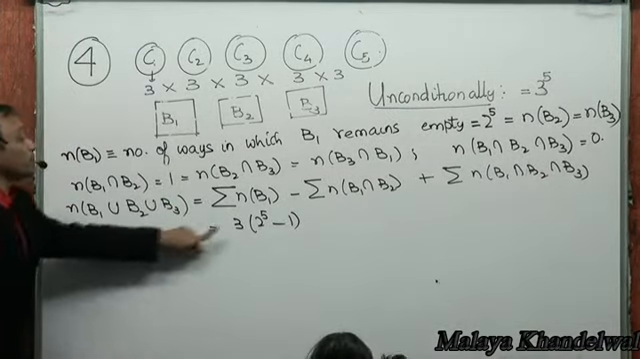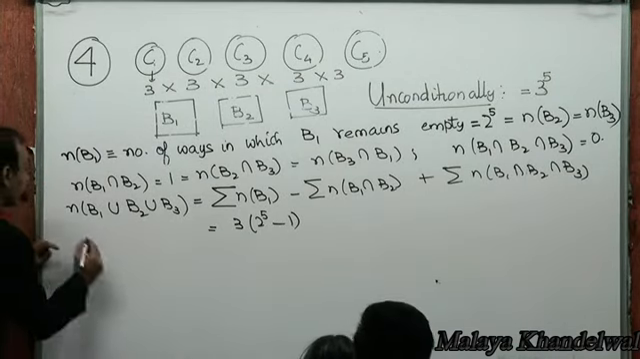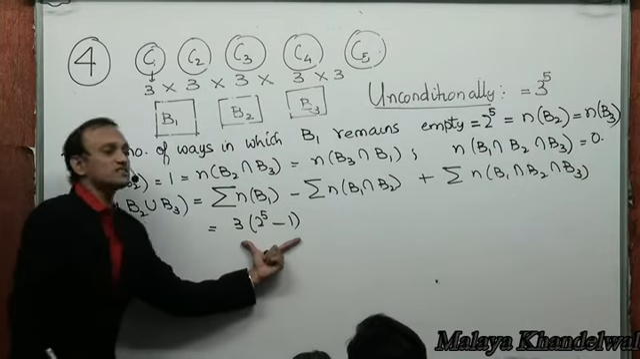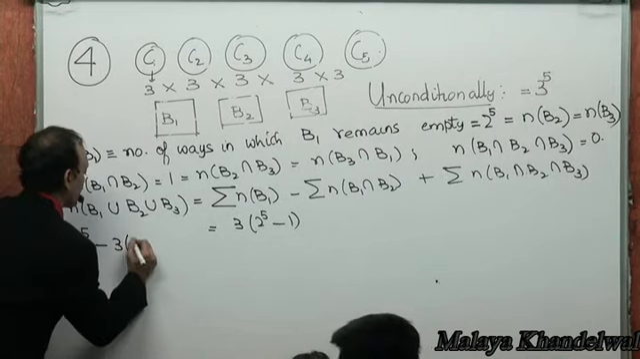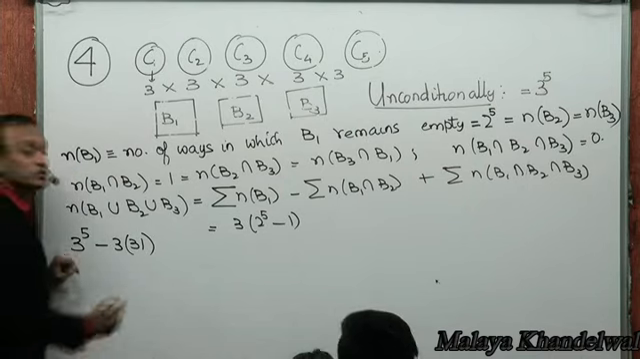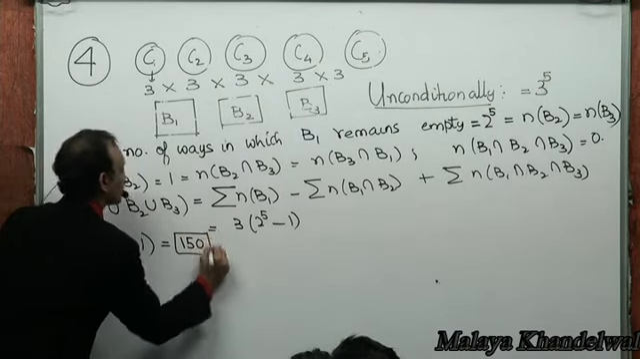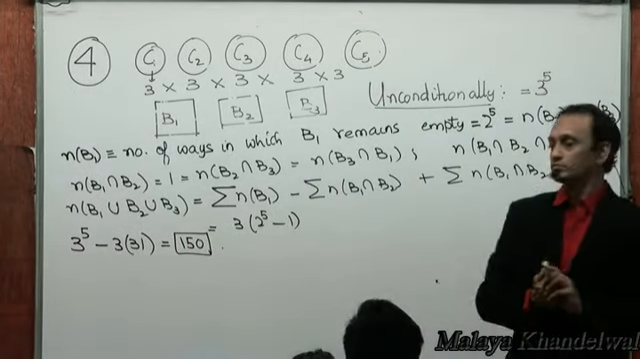Right? These are the number of ways in which at least one box remains empty. And the total number of ways are 3 to the power 5. From 3 to the power 5, I remove these cases in which at least one box remains empty, which is 3 into 2 to the power 5 minus 1, 31. How much? 150. Okay, so this makes it 150. In which no box remains empty. Right?